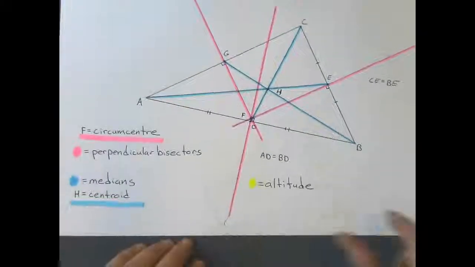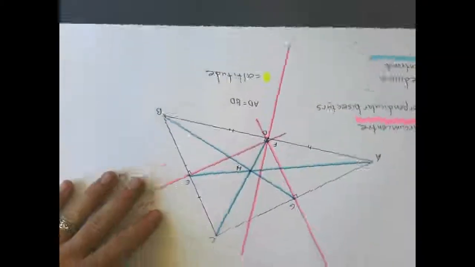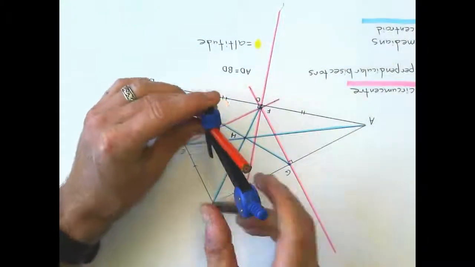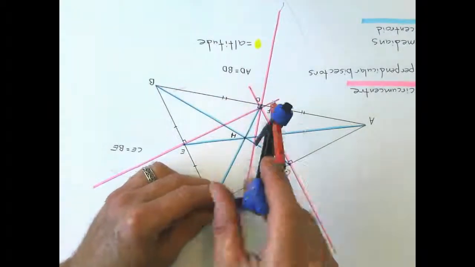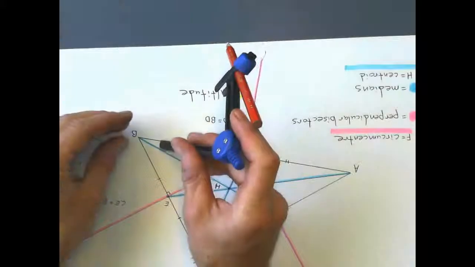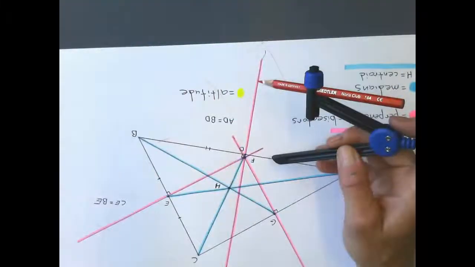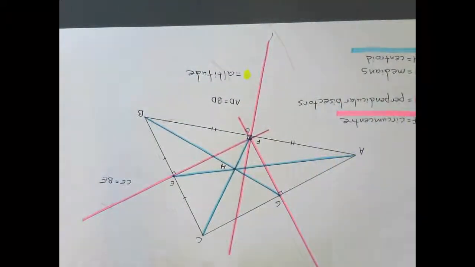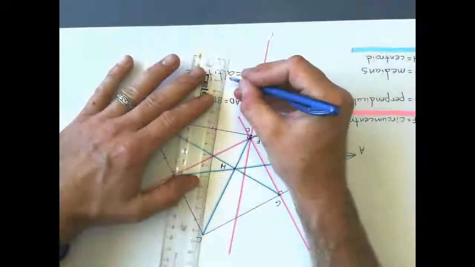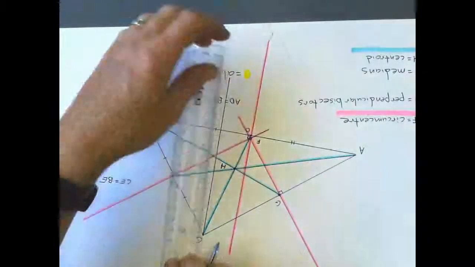Next up, the altitude. The altitude for AB is going to be from C perpendicular to AB. Now this one's tricky. I center on C, put a couple arcs on that line AB, and now I center on those arcs, shorten the radius a tiny bit so I don't go off the page, and I want intersecting arcs. There they are. So I'll rule a line from C to those intersecting arcs very carefully, and there's my altitude from C to AB.